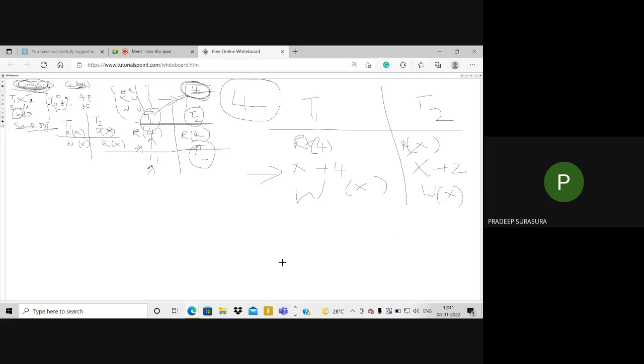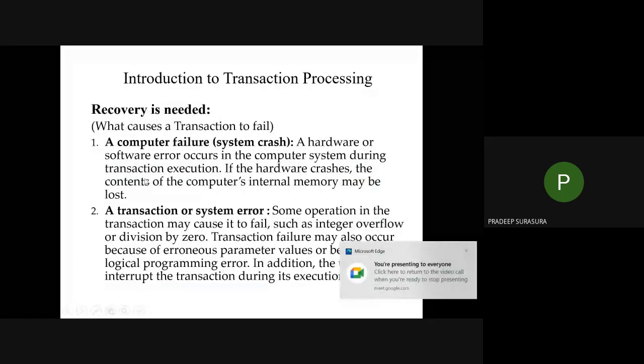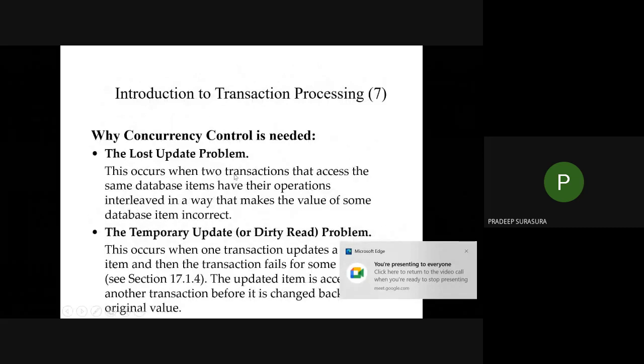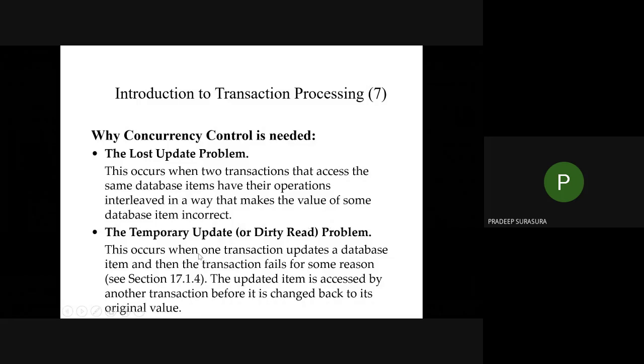Now a transaction should always come with a particular commit command, or we should have a commit before we go ahead with anything else. Please understand what problems will come. The three problems are the write-read problem, the read-write problem, and the write-write problem. They are also called, in another way, the lost update problem and the temporary update problem.